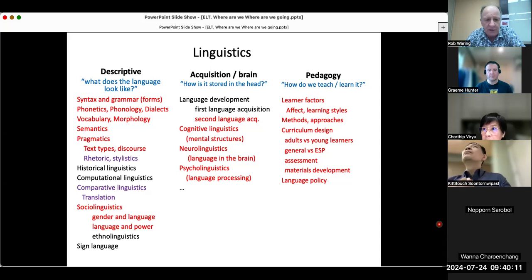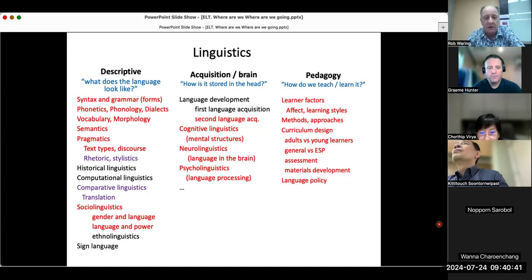And the other things here, semantics: you need to understand something about meaning, how meaning is made, how we display that meaning pragmatically through various text types and discourse, and hopefully some other aspects, because we have a very diverse population: gender and language, language and power. These are all going to be important at some point, possibly at the advanced levels. The ones in purple you may have to deal with.